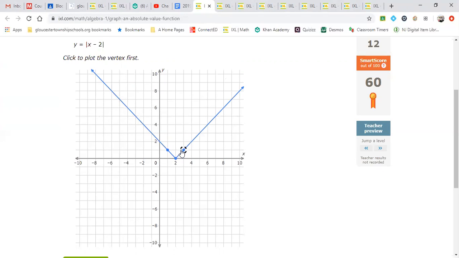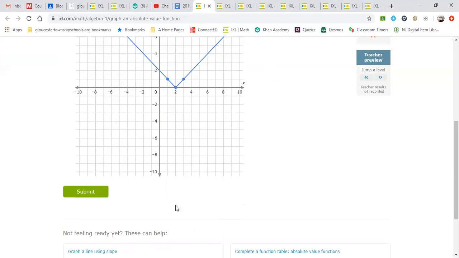And I'll check this one real fast, just because it's a little different. This time, my next x input right here is 3. So if I take 3 and put it in here, 3 minus 2 is 1. The absolute value of 1 is 1. The y value should be 1. Well, the y value is 1. My graph is good.